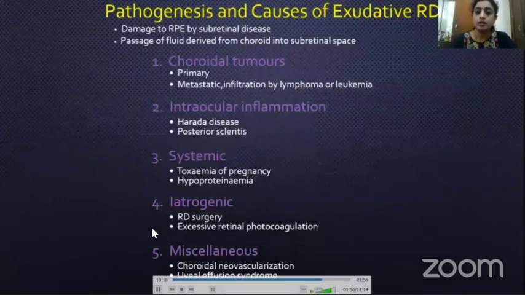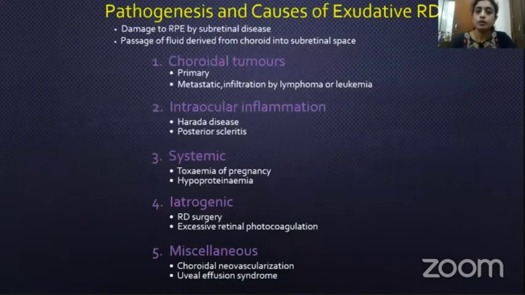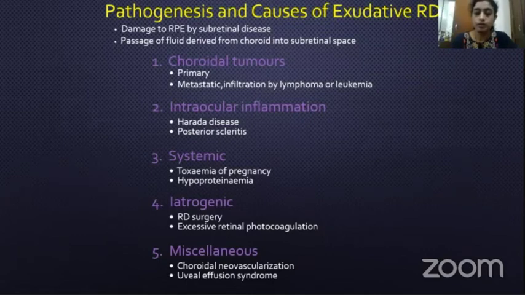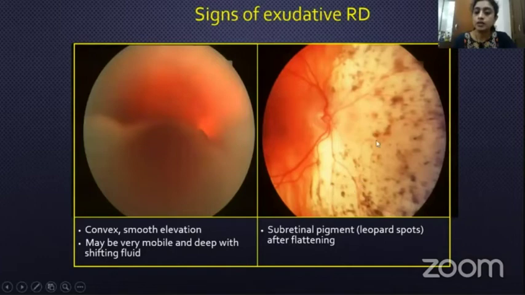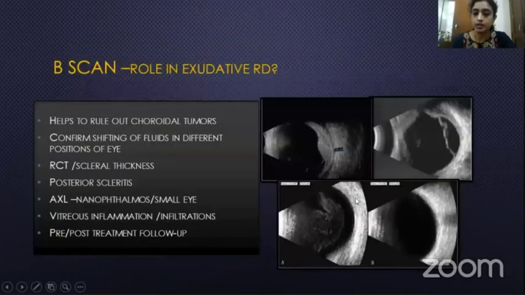There are various causes for exudative detachment. It can be choroidal tumors, intraocular inflammation, toxemia of pregnancy, excessive laser, or choroidal neovascularization. The fundus appears convex, with smooth elevation, and may be very mobile with the shifting of the fluid, and once the SRF resolves, you see extensive damage of RPE cells, so a leopard spot appearance.